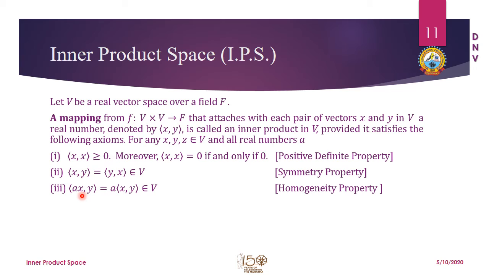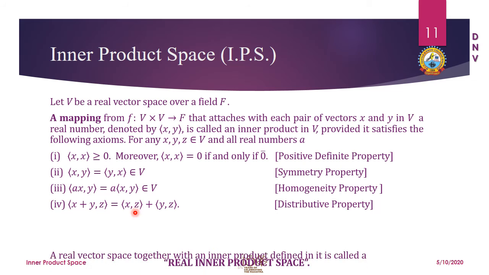Third property we are going to take is ax comma y is equal to a times the inner product of x and y, which also belongs to V. Then it is known as the homogeneity property. And the fourth one is x plus y comma z equal to x comma z plus y comma z. That is, the inner product of the sum of two vectors is equal to the sum of inner products of those two vectors with the third vector. So this is called the distributive property, or we can call it the linearity property in general.